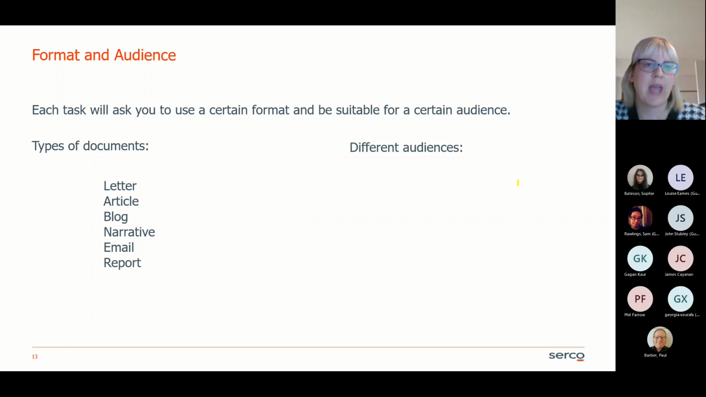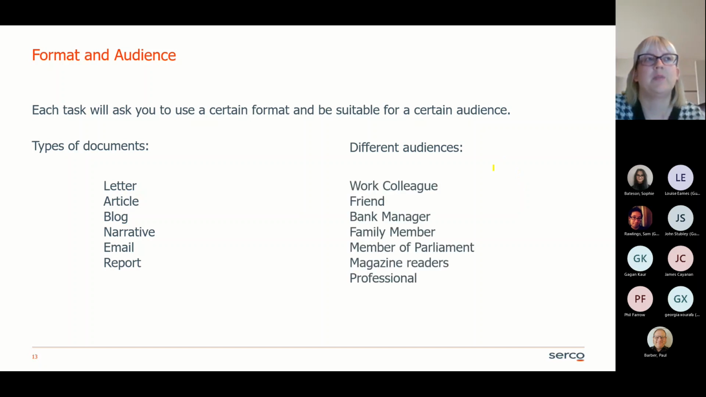So same again, any idea what sort of audiences you would be asked to create your written document for? Give you a little helping hand on this one as well. So it could be for a work colleague, to a friend, or official. Fab, thank you, Phil. Professionals as well. Thank you, John. So I've got work colleague, friend, bank manager, family member, member of parliament, magazine readers, or professional.